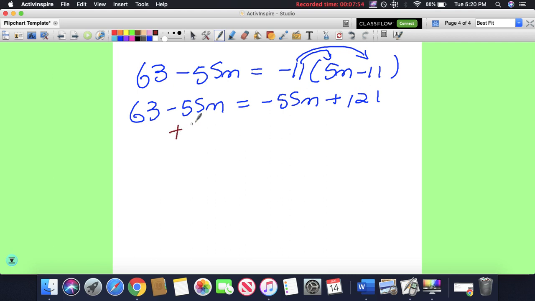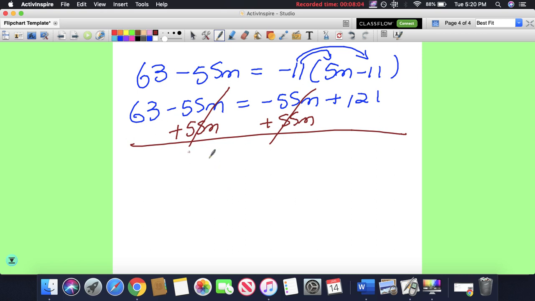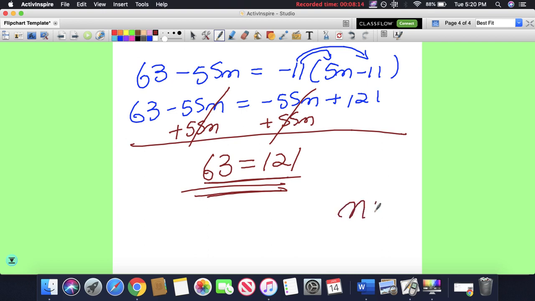Then you have to get rid of one at the end. So let's get rid of this guy, 55n. If I add 55n on this side, I will add 55n on this side. So as you're working, oops, that goes away, and this goes away. Now you're left with 63 equals 121. And right there, you already know that this is an equation that's going to have no solution because 63 will never equal 121.